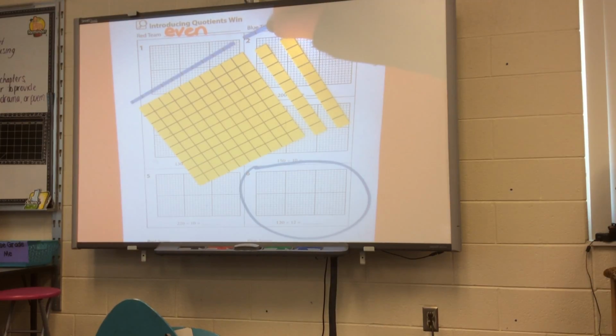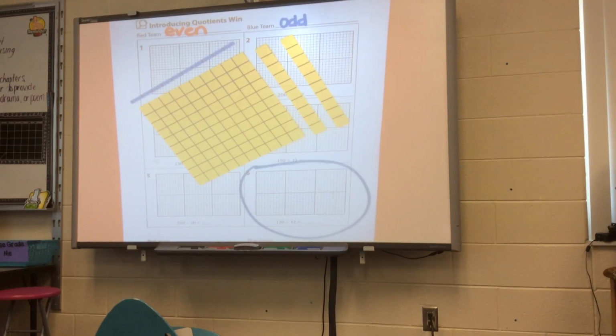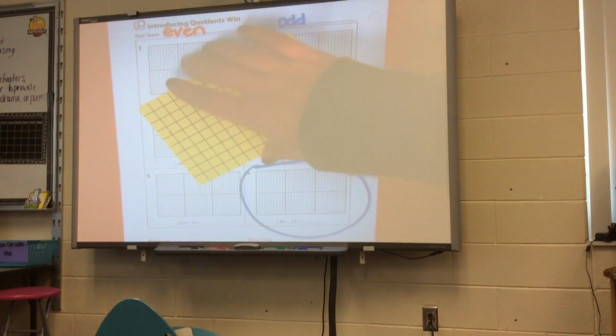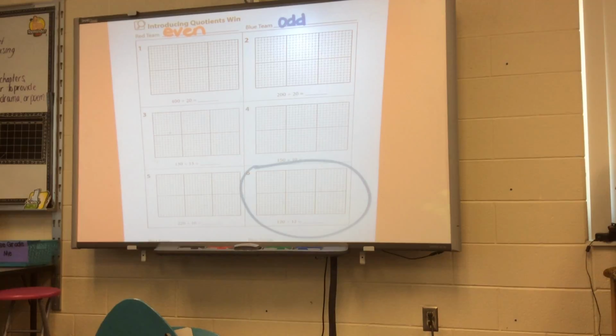We have 120. We're going to divide it by 12. And now I'm going to ask myself, how much is in each column? Count them going down. How many? You shouldn't even have to count. We can look at it, right? That's a visual count. Caroline, how many? 10. 10, right? So I know that my answer to 120 divided by 12 is 10.